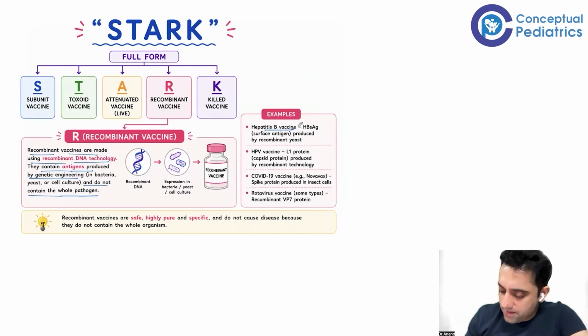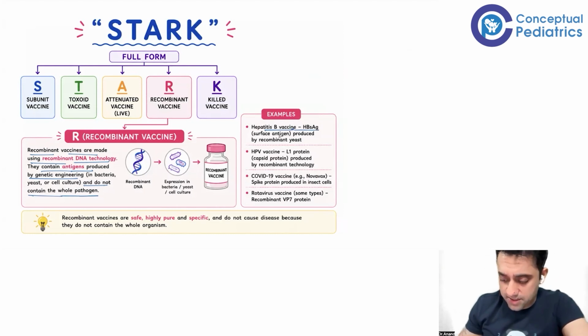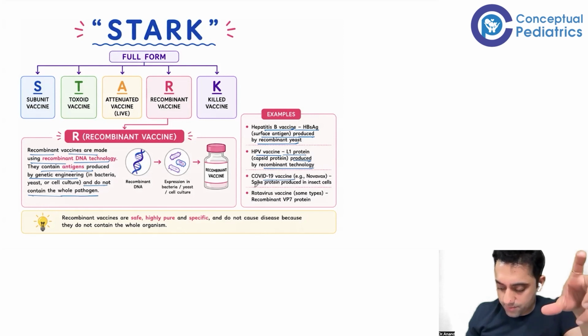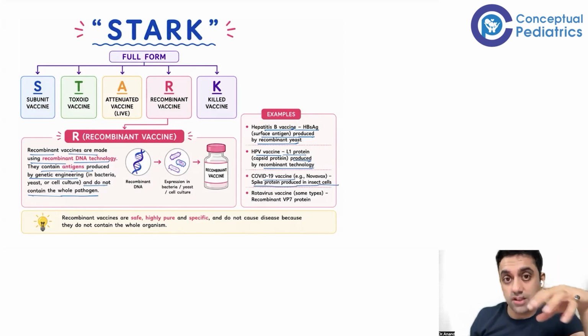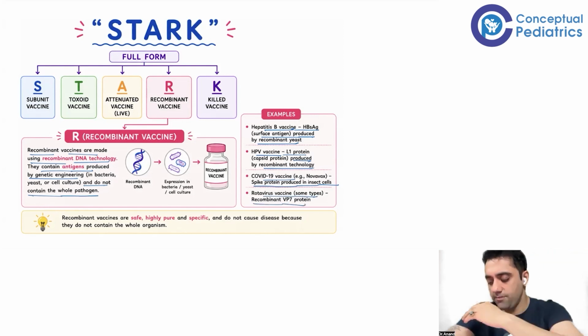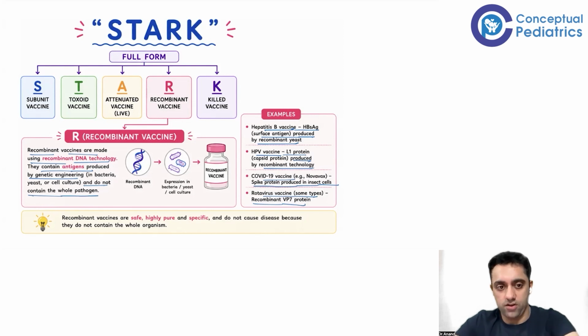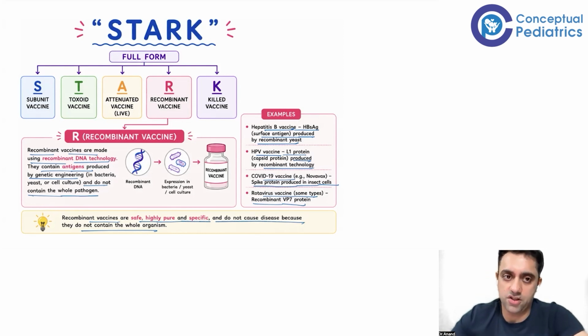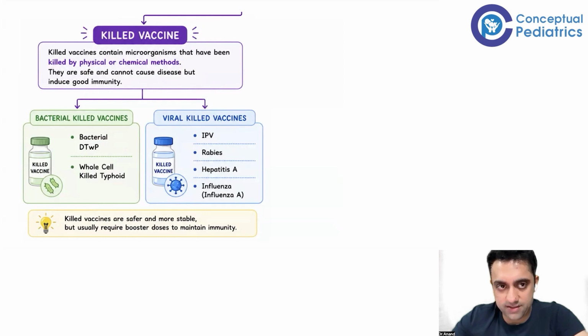For example, the hepatitis B vaccine, the HBsAg surface antigen, is produced by recombinant yeast. For example, the human papillomavirus vaccine, the L1 protein, is produced by recombinant technology. COVID-19 also, the Novavax spike protein is produced in insect cells. So that is the DNA technology we're talking about here. And rotavirus sometimes, with the VP7 protein, is also made by some DNA technology. Recombinant vaccines are safe, highly pure, and specific, and do not cause disease because they do not contain the whole pathogen.